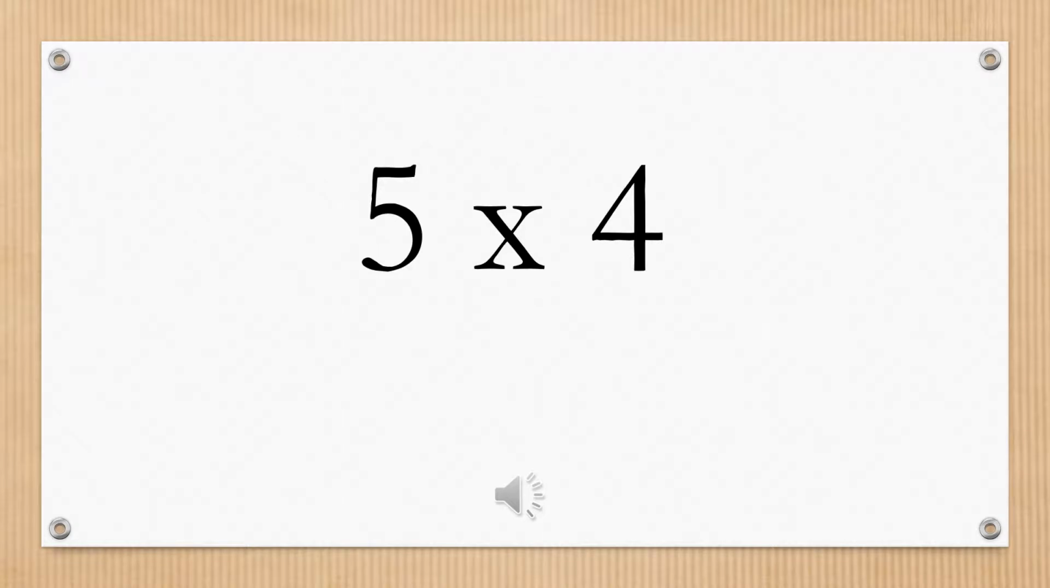Since we're just starting with our new operation, multiplication, we can think of this times sign, or the multiplication sign, as the words "groups of." So for example, 5 times 4 is the same thing as 5 groups of 4.